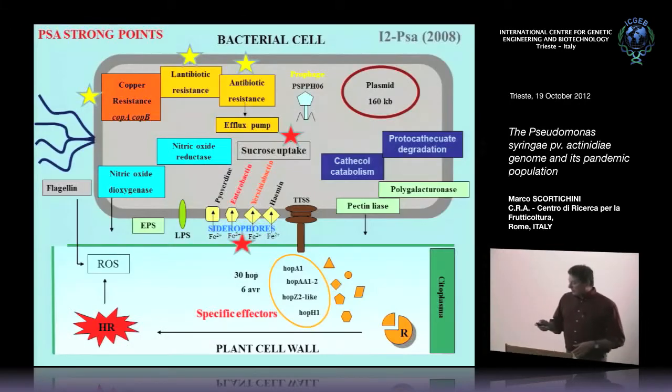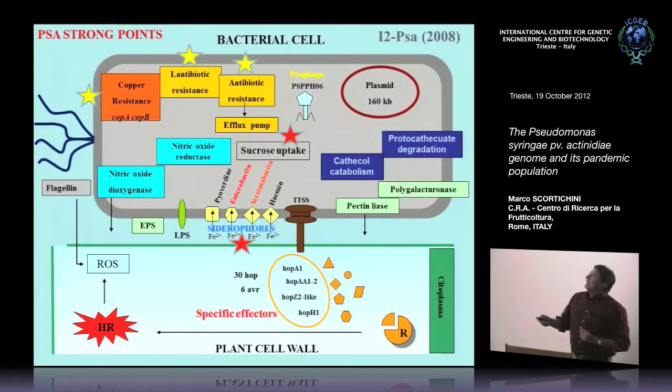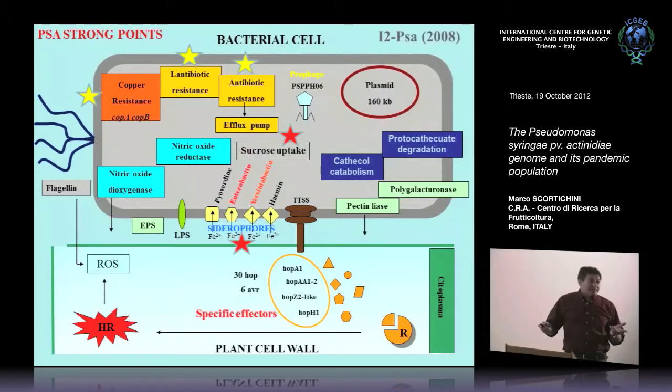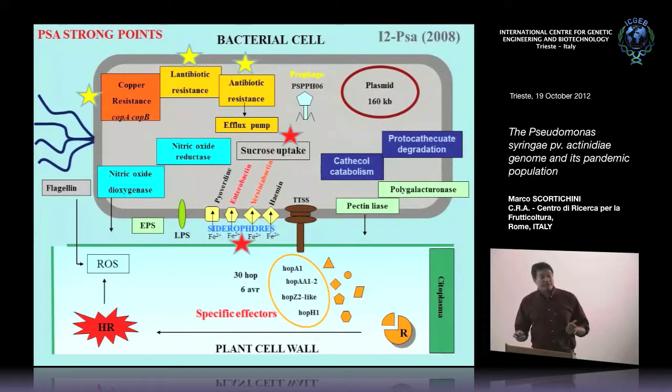Environmental fitness, we already talked about this, but again, which are the Pseudomonas syringae actinidiae strong points? I just summarized these three because they are involved in resistance. Copper is the common way to defend plants from bacteria, but it works only from the outside. Copper crystals cannot enter the plant. Since this bacterium has a very strong endophytic lifestyle, you cannot reach it with copper. Moreover, it has copper-resistance genes, so be careful. Don't exaggerate with copper treatment.